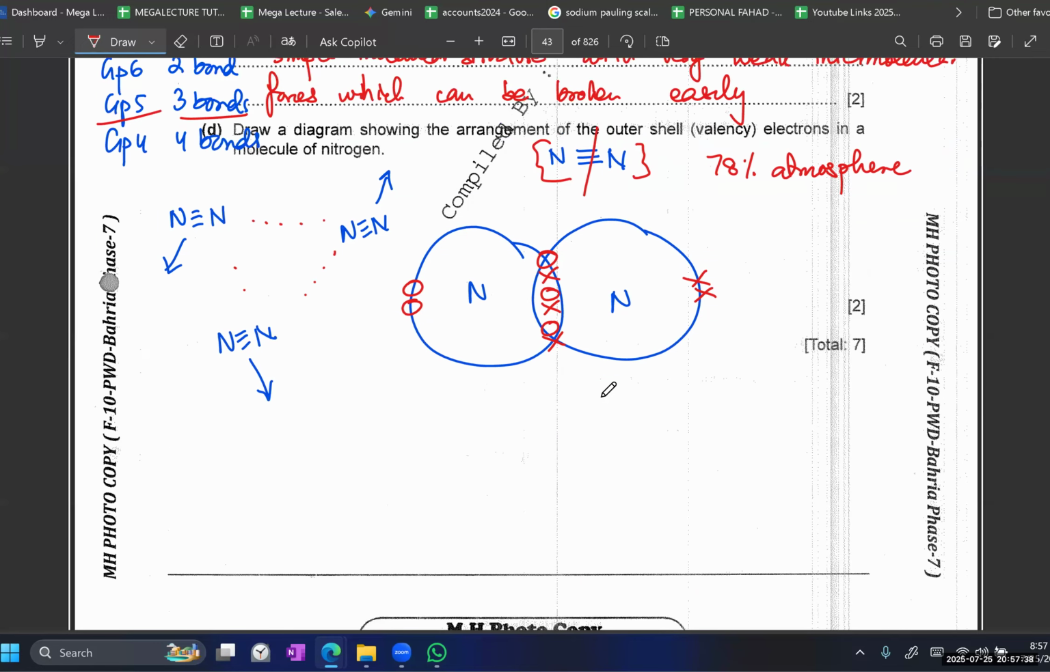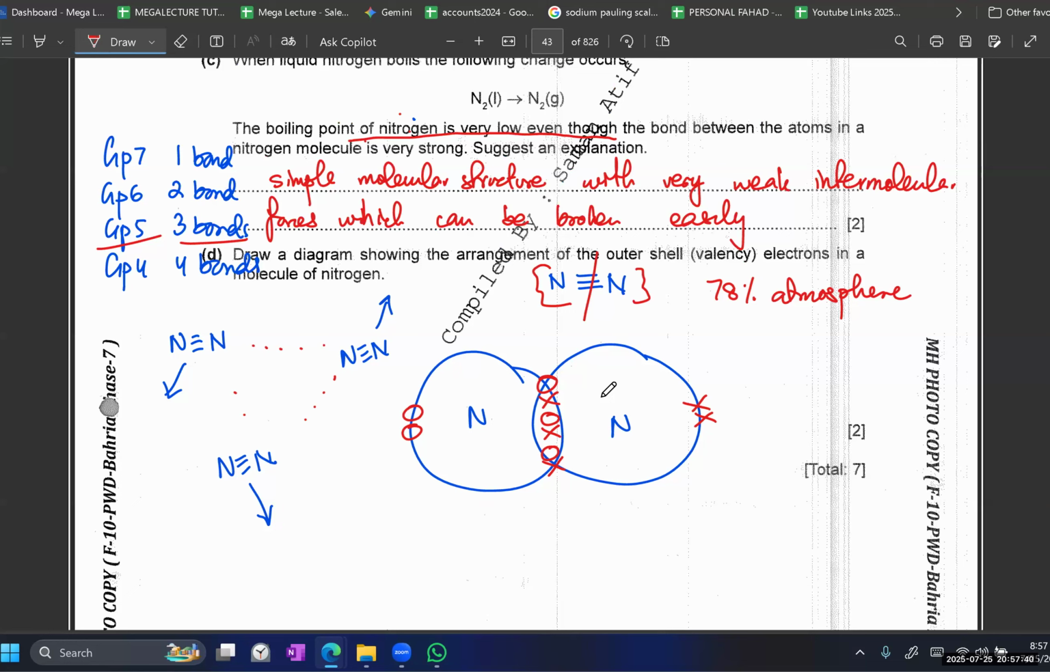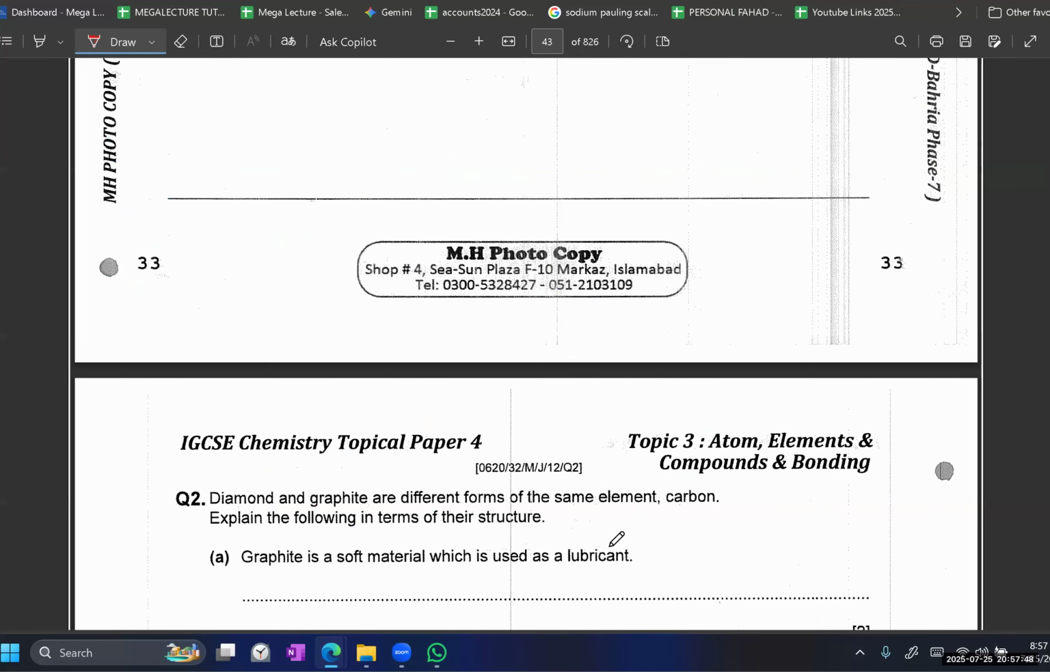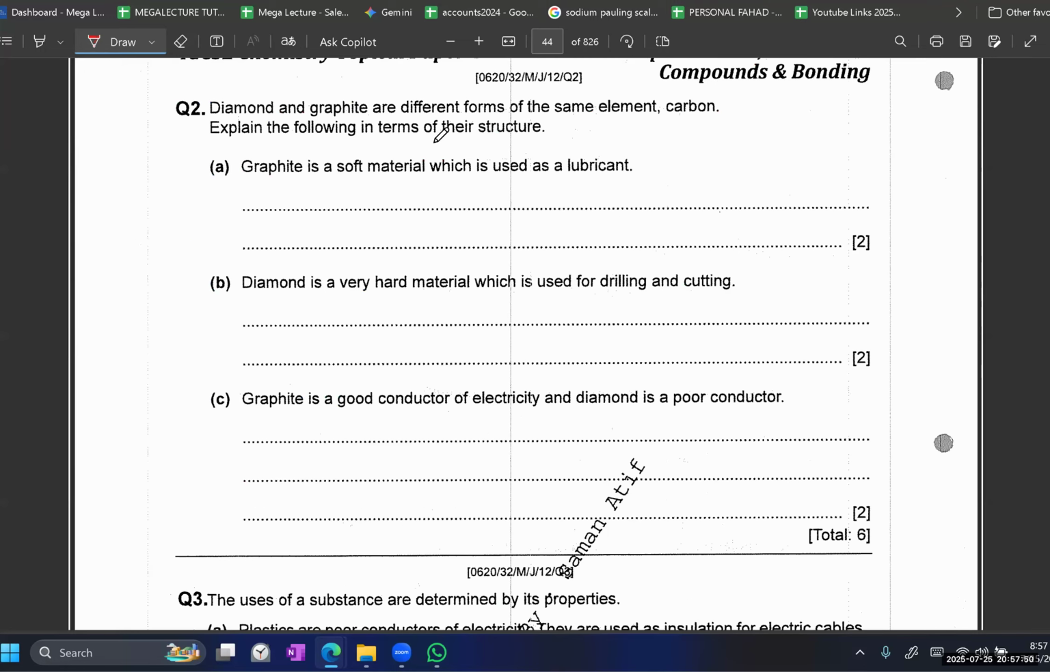So remember, covalent molecules, this is the structure, and this is why they have weak intermolecular forces. Let's say graphite comes next. Explain the following. Why is graphite a soft material which is used as a lubricant? The layers can slip and slide easily due to the weak van der Waals forces.